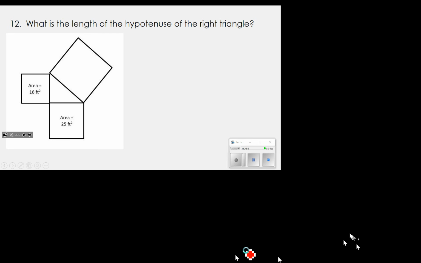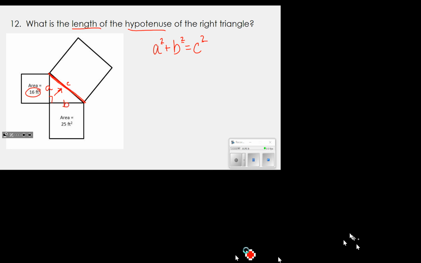The last problem is number 12. What is the length of the hypotenuse of the right triangle? So I know the length of the hypotenuse, we're actually looking for C. I'm going to label this as A and this as B. And I'm going to start by writing my formula. A squared plus B squared equals C squared. Remember, when I have the squared part, I'm referring to the area of that square. So A squared is referring to 16.